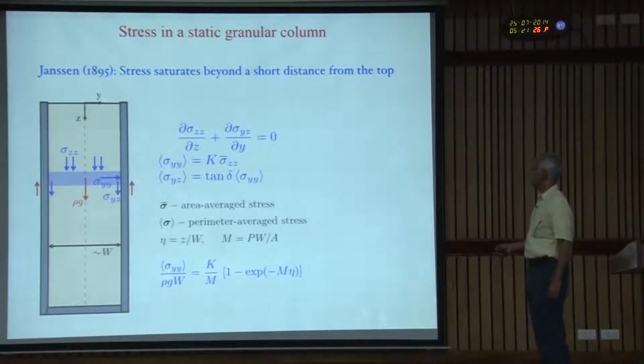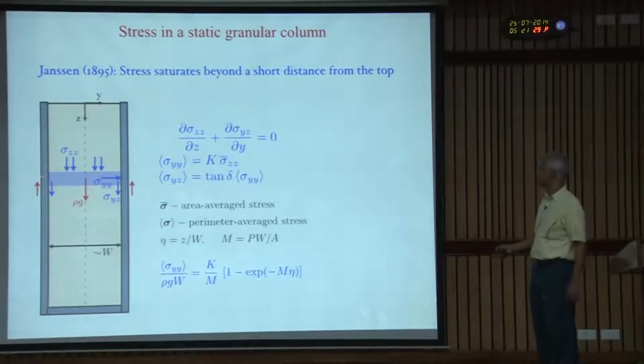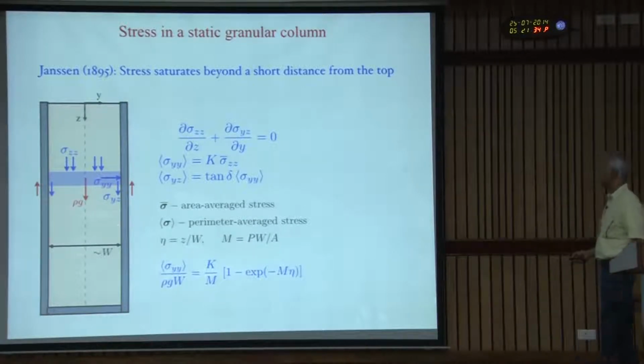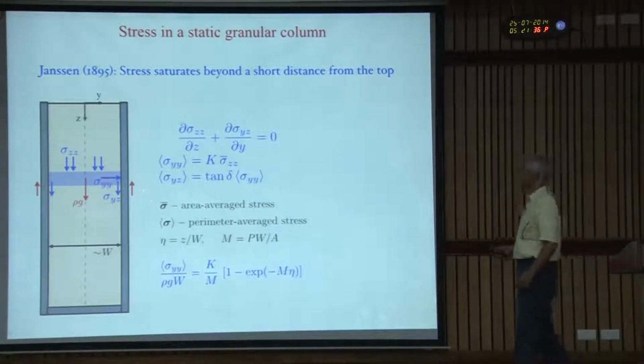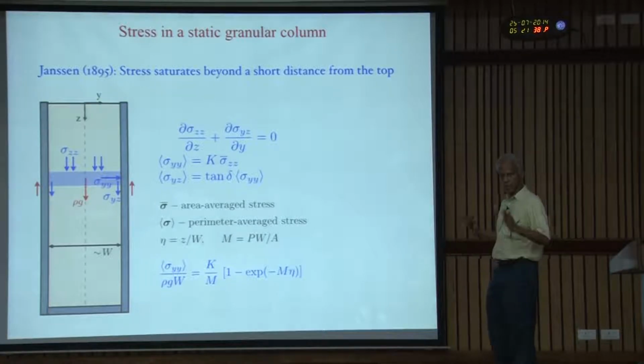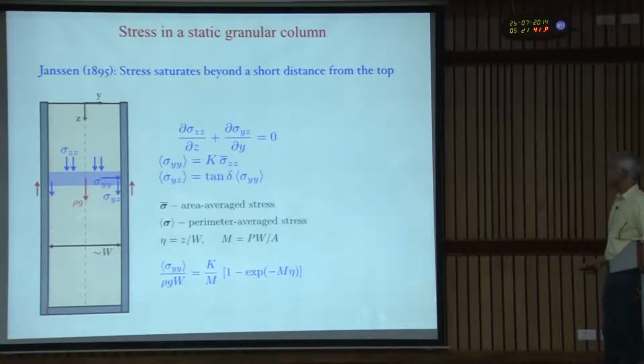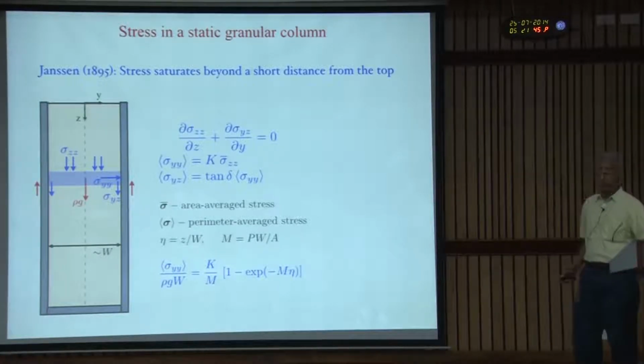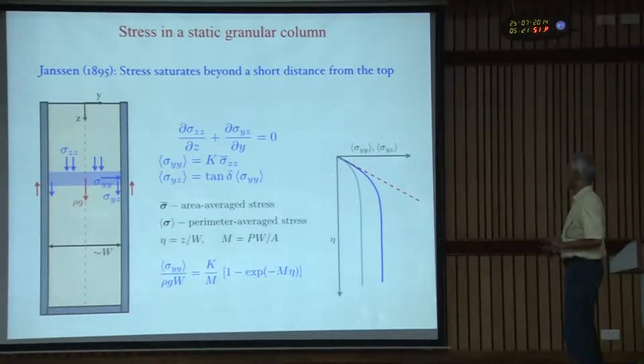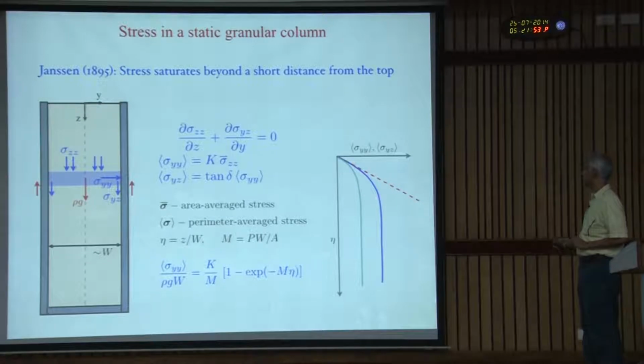Unlike in a fluid, the column will exert traction on this wall and vice versa, and the traction exerted by the wall on the column, essentially friction, if you carry out a very simple calculation, friction exerted by the wall on the column, even when it's not moving, tells you that the stresses saturate within a short distance.